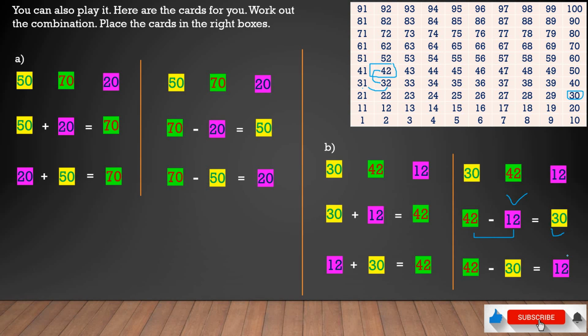Again, 42 minus 30 will give us 12. We'll see this thing also in the above table. So 42, we want to subtract 30. 10, 20, 30. We got 12. That's how you can solve these questions.